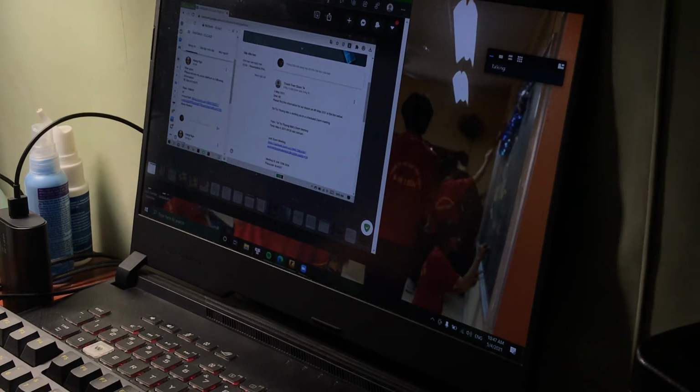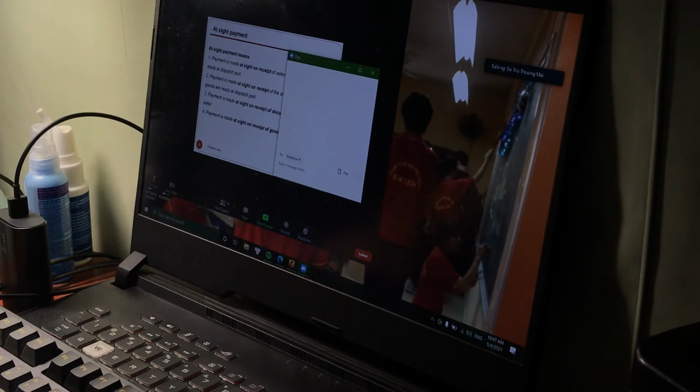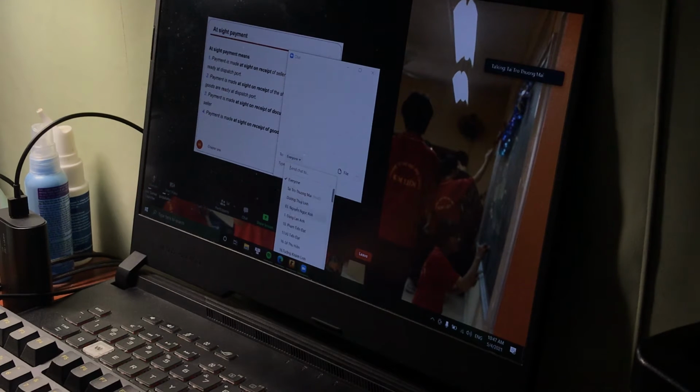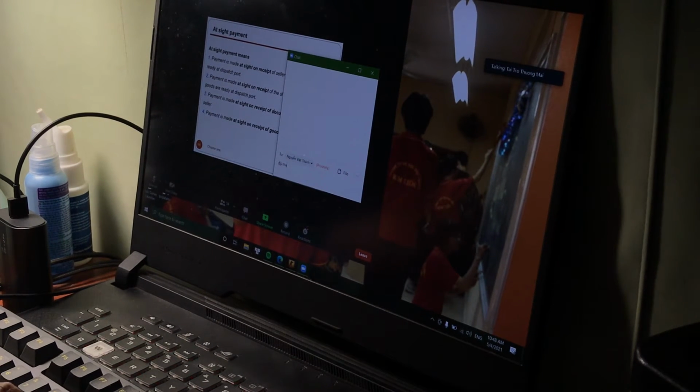But remember, number 3 is at sight payment. That statement is right. But if you say at sight payment is number 3, that is wrong. Remember, number 3 is just a popular case we often use. Okay, now we have break time. After break time, we go on to study chapter 1. Okay, see you in 5 minutes.